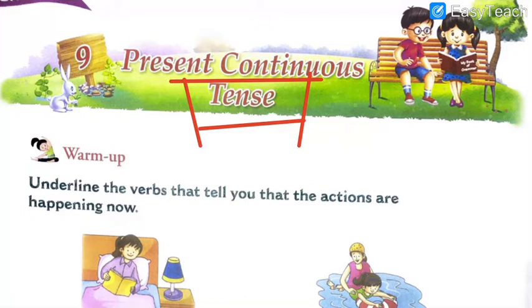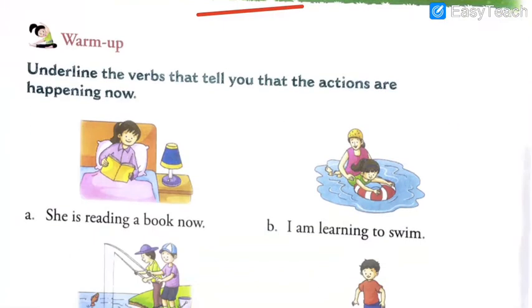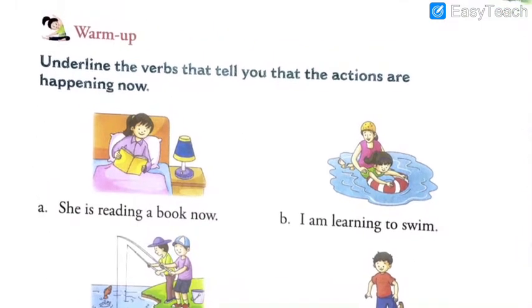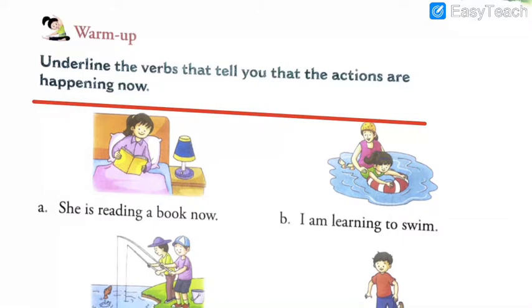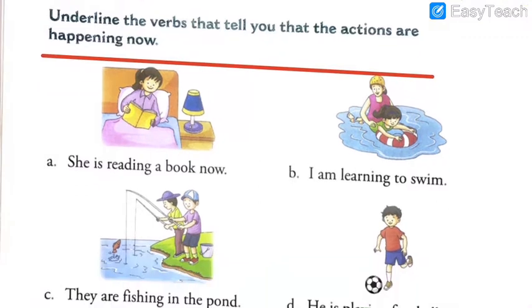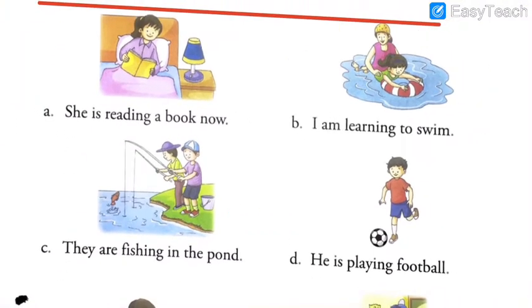Now we will study today present continuous tense. Present means this time, continuous means which is going on. So it will be very easy for you to understand like this. This time which is going on is present continuous tense. Wasn't it very easy? Now let us see what the warm-up exercise says. Underline the verbs that tell you that the actions are happening now. Let us read and underline.